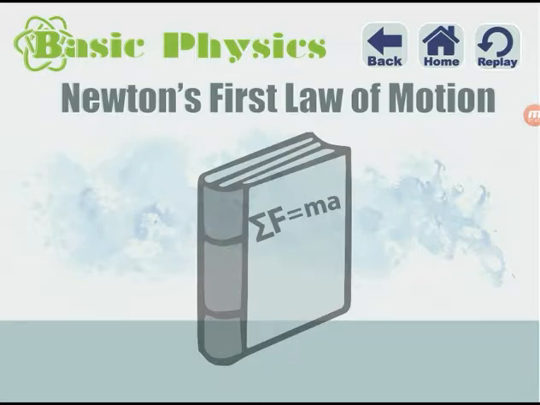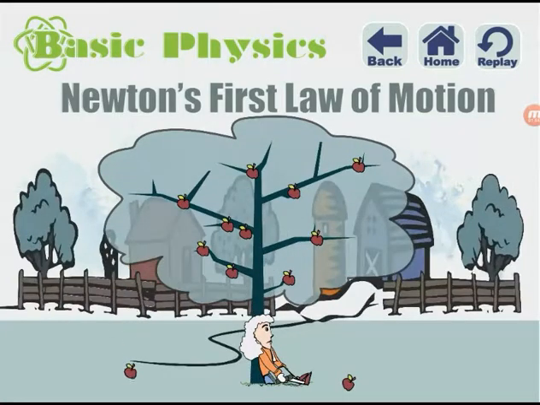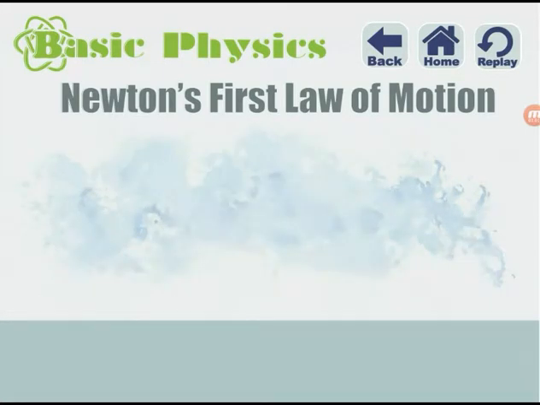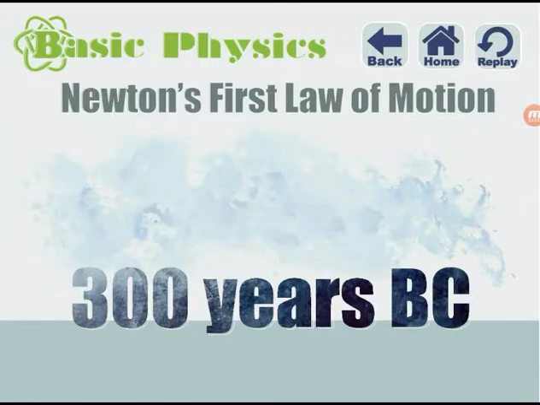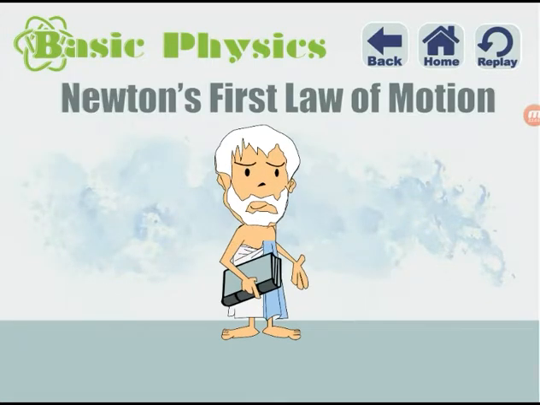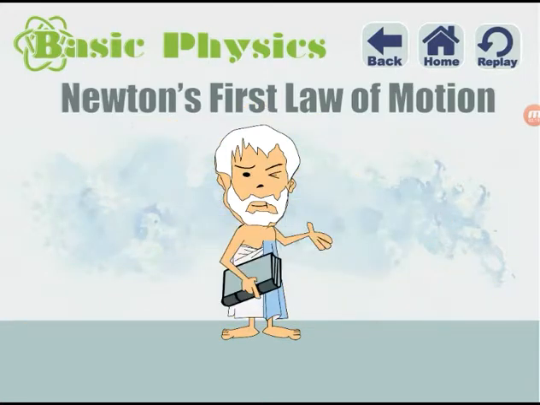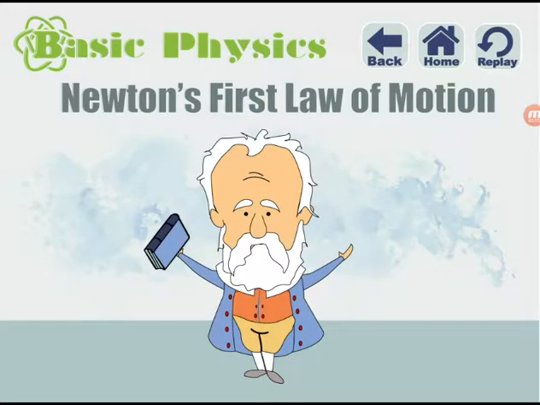Before we start Newton's first law, let's go back to the time before Newton sat under the apple tree and created the equation sigma F equals ma. About 300 BC, Aristotle, the Greek philosopher, described that a force is required to maintain the motion of an object, even at a constant velocity. The velocity of the object is proportional to the strength of the applied force.